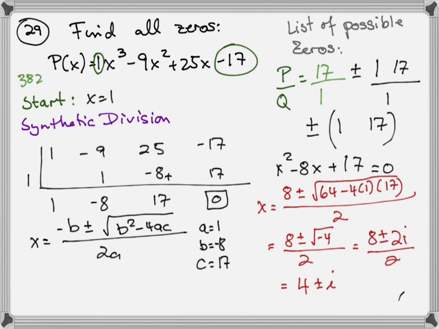So now the zeros of this problem were x equals 1, 4 minus i, and 4 plus i. You don't have to write it out. I just want to point out that there are 3 of them. And sometimes they are imaginary. You have to remember the quadratic formula for this test.